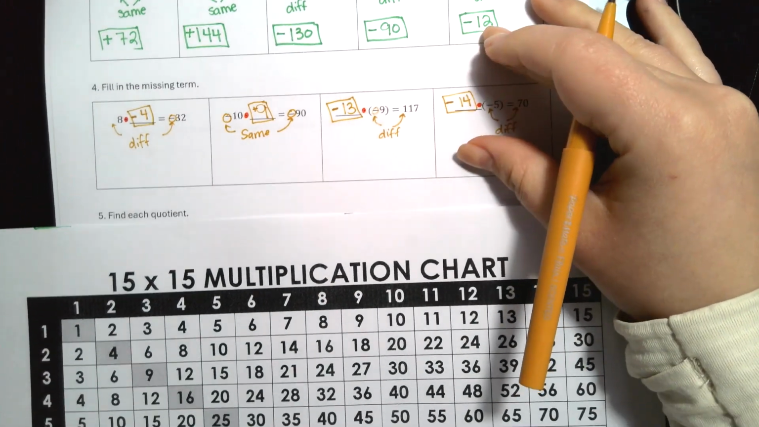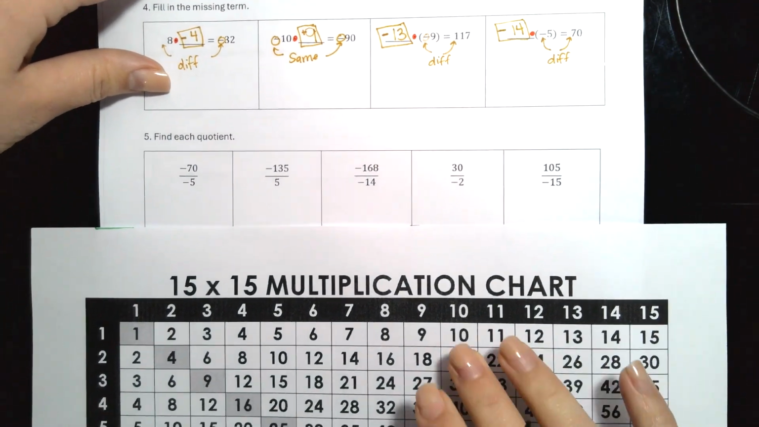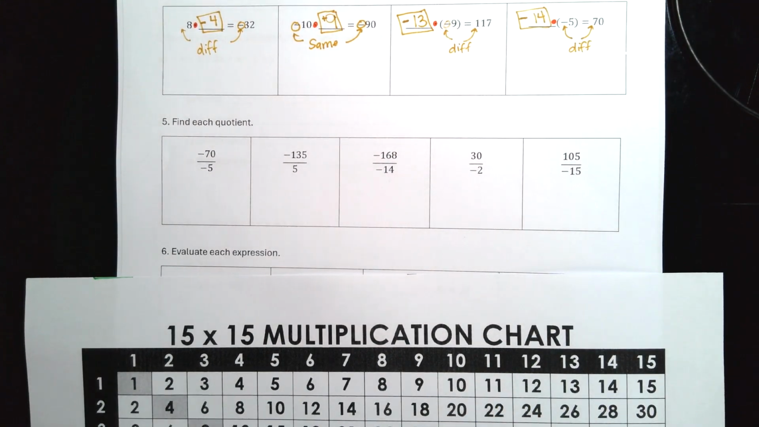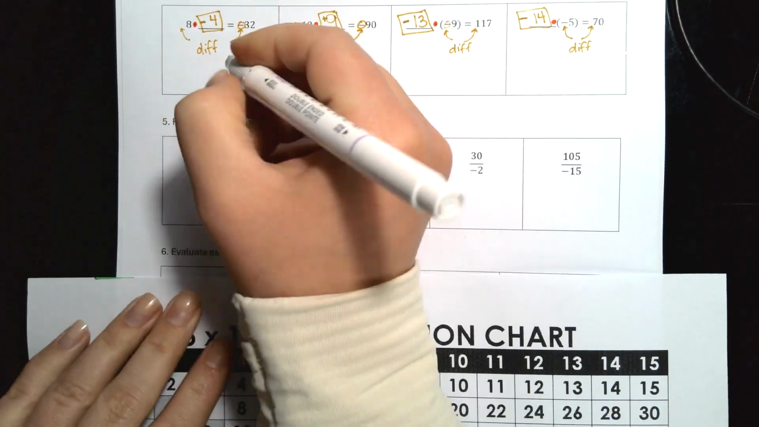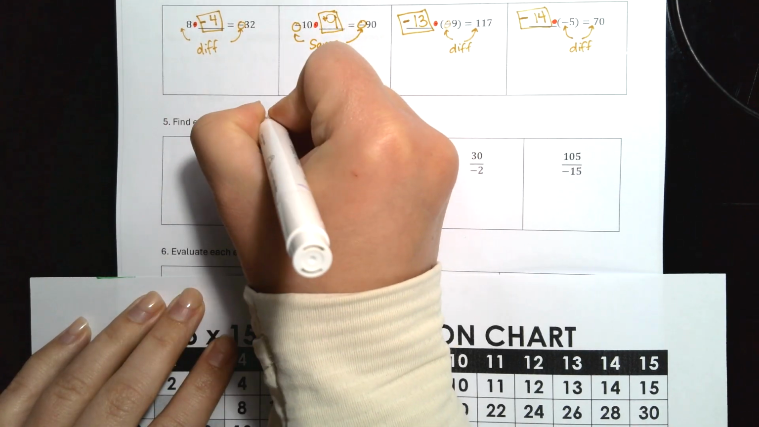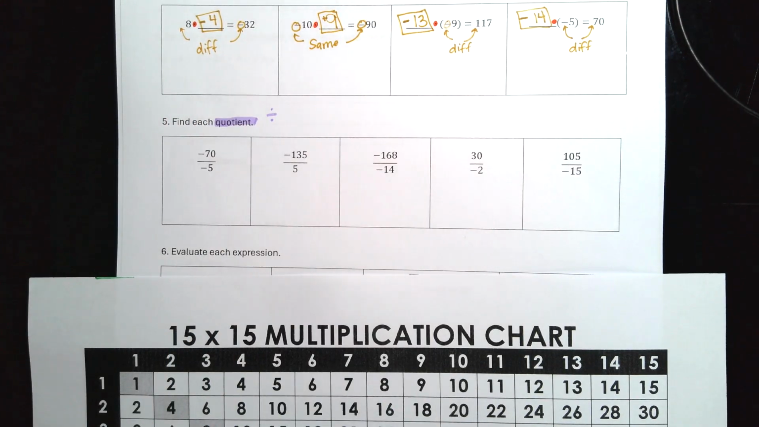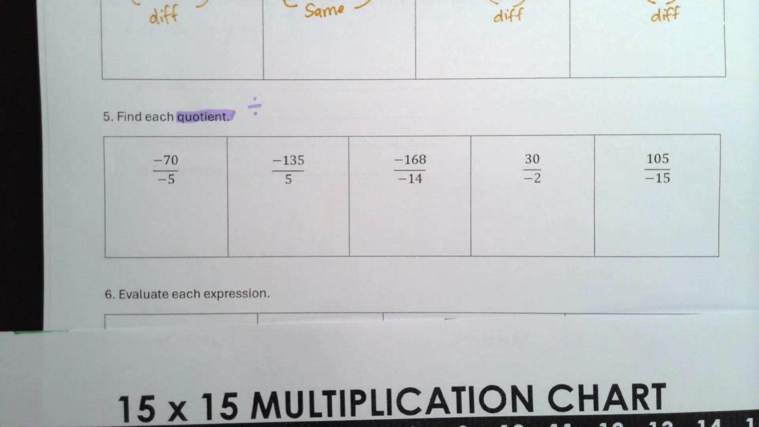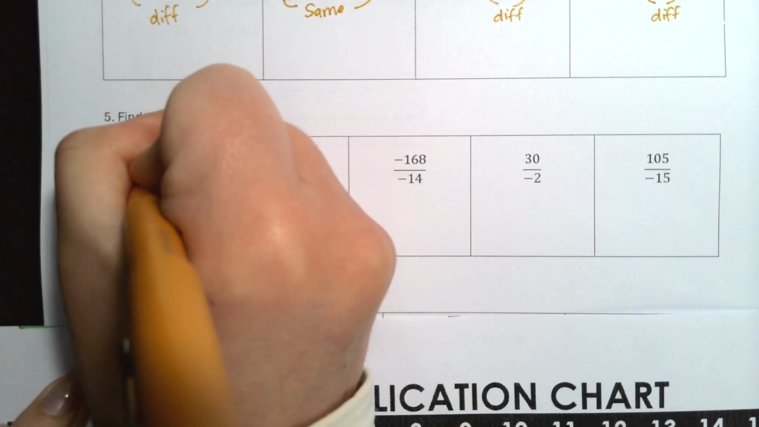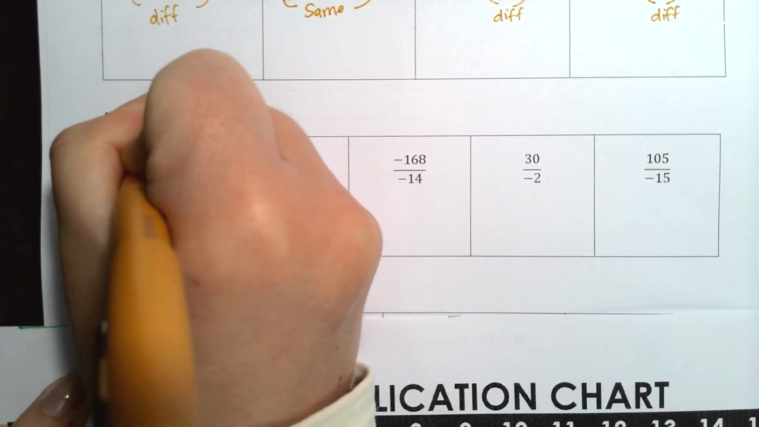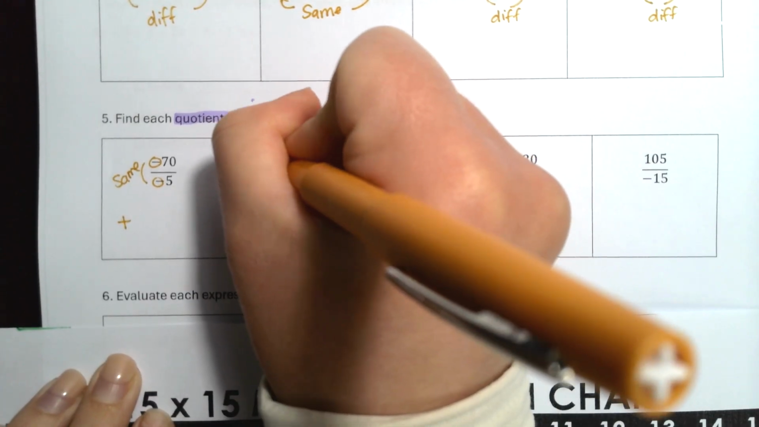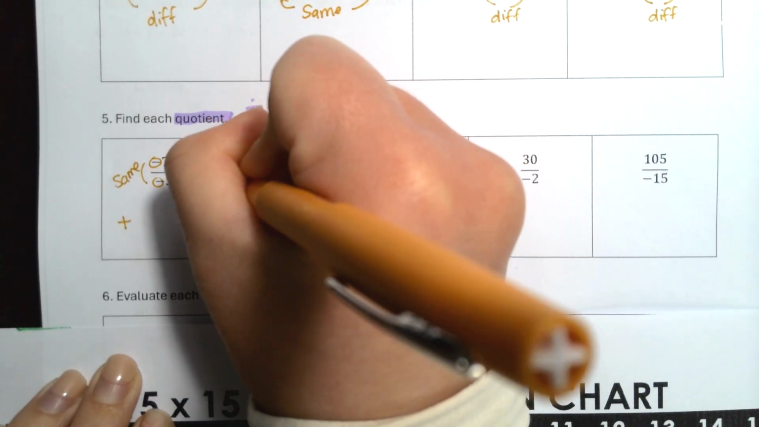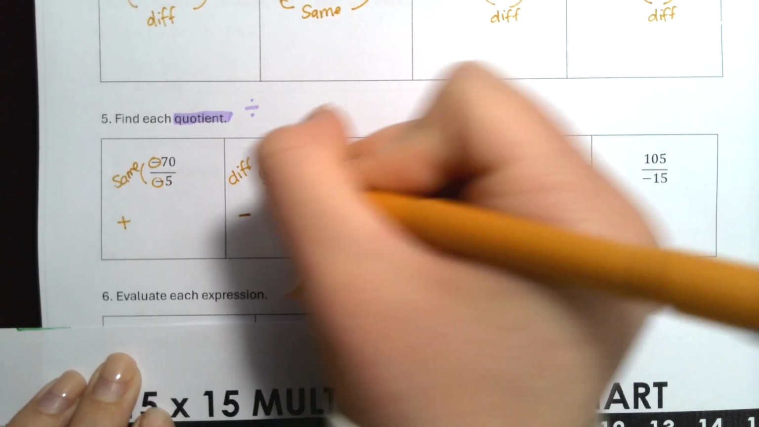Similarly, we're going to find the quotient. The quotient is an answer to a division, so we're going to be dividing. Whenever you're multiplying or dividing, you're still going to ask yourself, are these the same or different symbols? If they are the same, then your answer is going to be positive. So here I have negative, negative. These are the same, so my answer is going to be positive. But if they are different, then your answer is going to be negative.